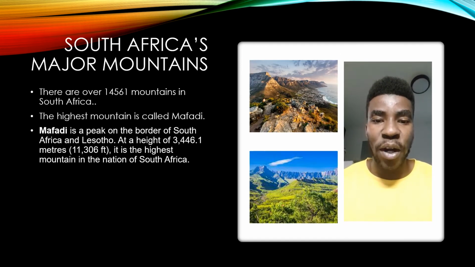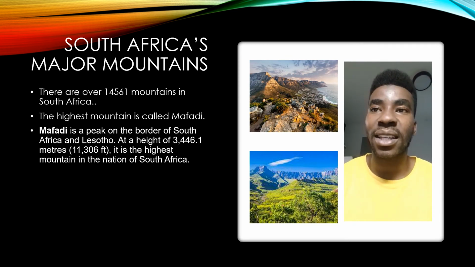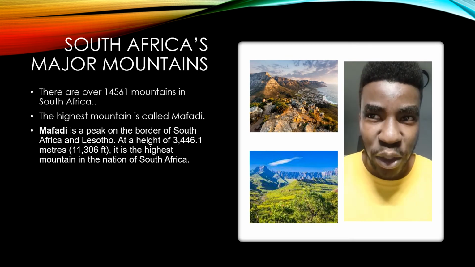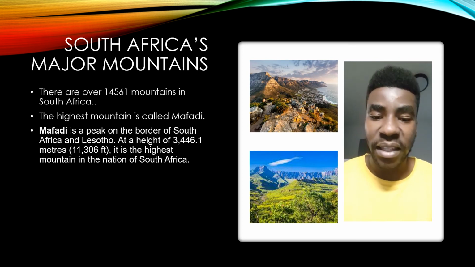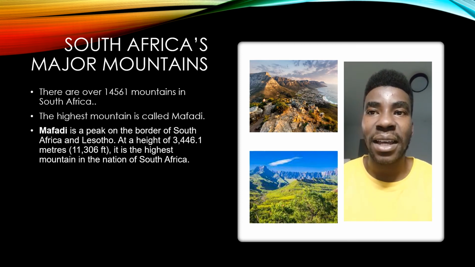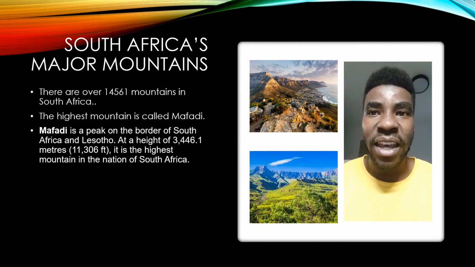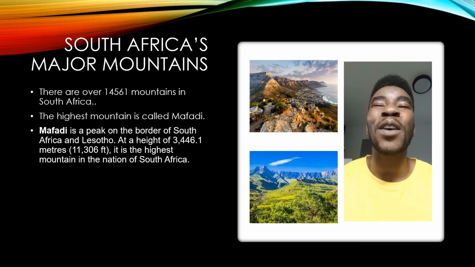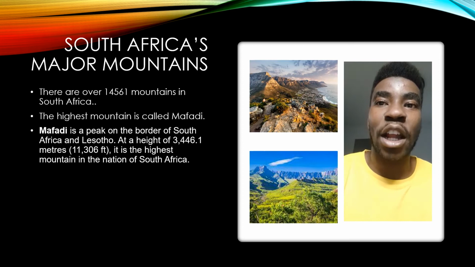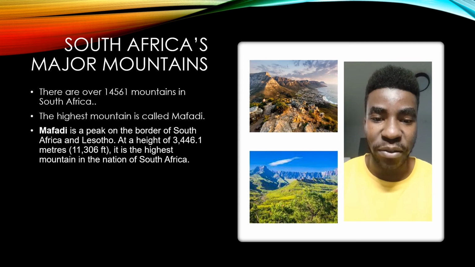All right, and now we're going to be focusing on South Africa's major mountains, the Thaba. So there are over 14,561 mountains in South Africa that we know, that have been recorded. And the highest mountain is called Mafadi. Mafadi is a peak on the border of South Africa and Lesotho, at a height of 3,446.1 meters. That's a very long height. It is the highest mountain in the nation of South Africa. It is the highest in our country.